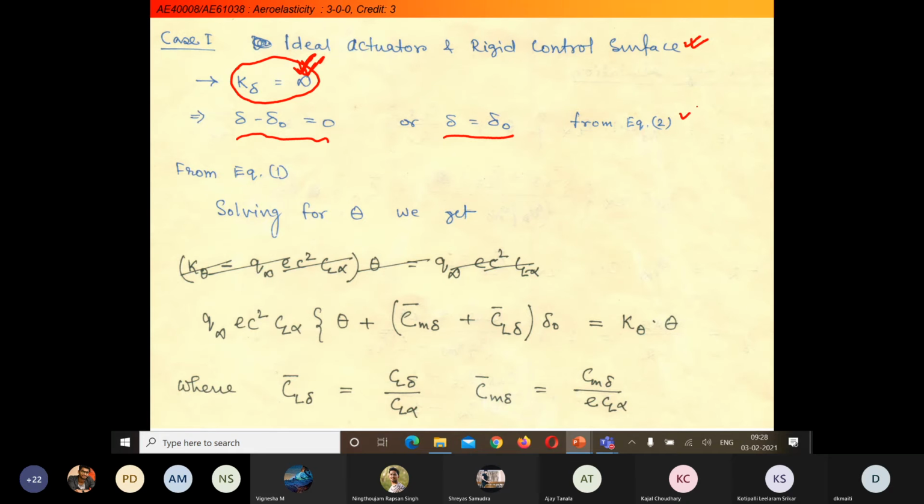So when I am considering an ideal actuator and rigid control surface, I will not have the second equation, because we have reduced the model to a single degree of freedom system. Whatever the pilot is demanding, the control surface will experience that much deformation. So we will have only the deformation related to the angle beta. Is it clear? That is the ideal actuator I am considering.